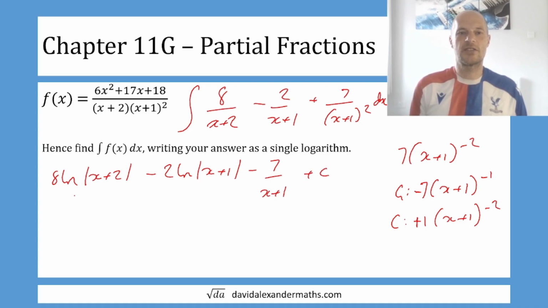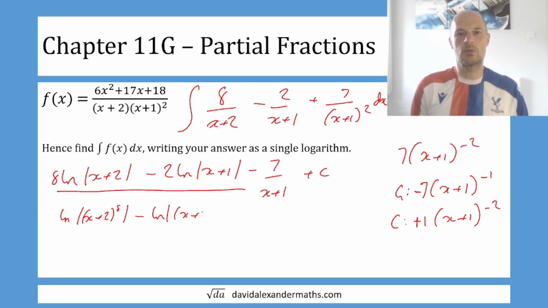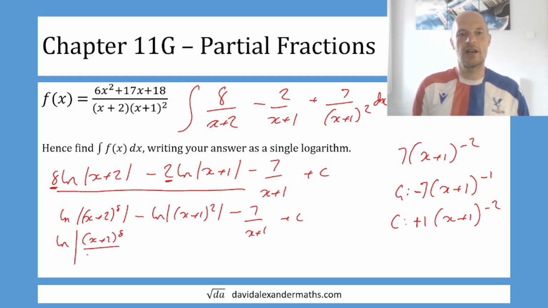Okay, so we can turn this into a single logarithm. So that's going to be the ln of x plus 2 to the power of 8, which is pretty substantial, minus the ln of x plus 1 squared, take away the 7 over x plus 1 plus the c. And now we put the powers on. Now we've got rid of the numbers in front of the ln, we can combine them together. So that's going to be the ln of x plus 2 to the power of 8 over x plus 1 squared, minus 7 over x plus 1 plus c. And we're done.